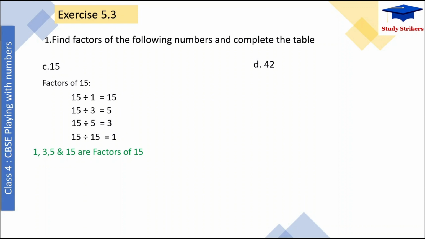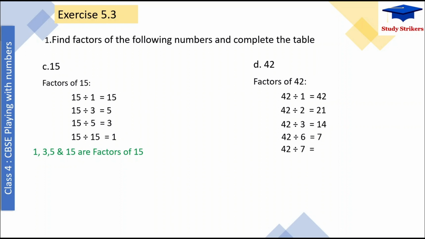Now, our next thing is 42. So, factors of 42 are 42 divided by 1 equals 42. 42 divided by 2 equals 21. 42 divided by 3 equals 14. 42 divided by 6 equals 7. 42 divided by 7 equals 6.